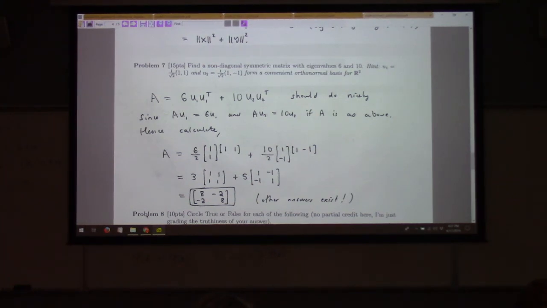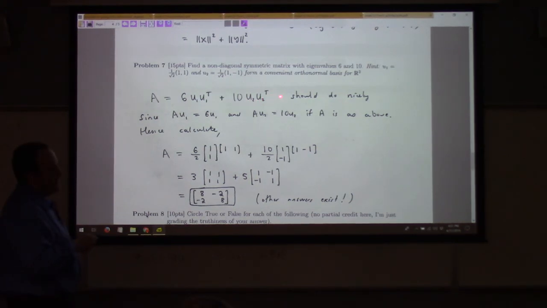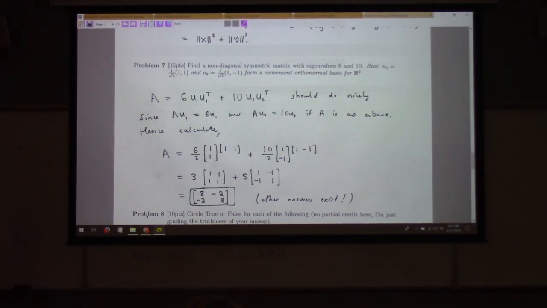Find a non-diagonal symmetric matrix with eigenvalues 6 and 10. All right. So this problem I showed you guys in class, how to build a matrix using eigenvalues. So this is just that problem. If we do U1 U1 transpose and U2 U2 transpose, then these are those orthogonal projectors. It orthogonally projects onto the 6 eigenspace or onto the 10 eigenspace for this other one. And so that will be a matrix that has eigenvalues 6 and 10. It's symmetric, and it takes U1 and U2 as its orthonormal eigenbasis. So it's like the real spectral theorem in reverse, essentially, is the idea of this problem.